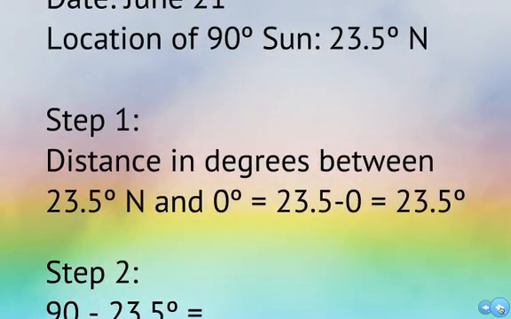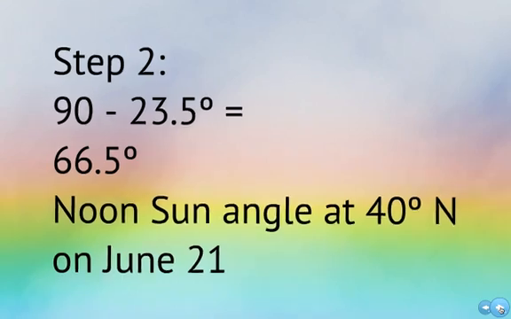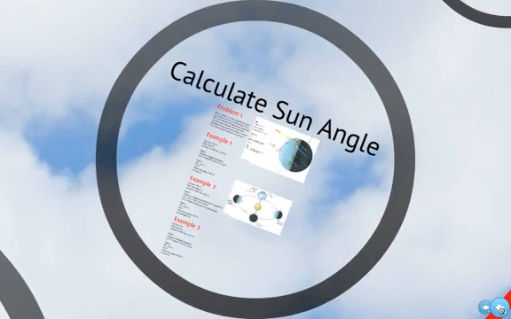Just as before, the first step is to find the distance in degrees between 23.5 degrees north and 0 degrees. So 23.5 minus 0 is 23.5. So that was pretty easy, right? Next, we'll take 90 minus 23.5 and get 66.5 degrees as the noon sun angle at the equator on June 21st. So that is how you calculate sun angle.